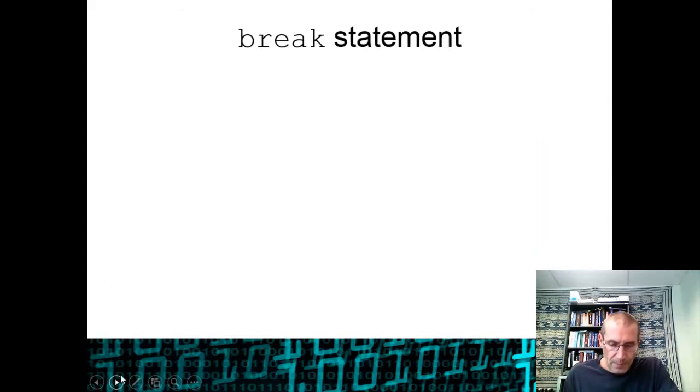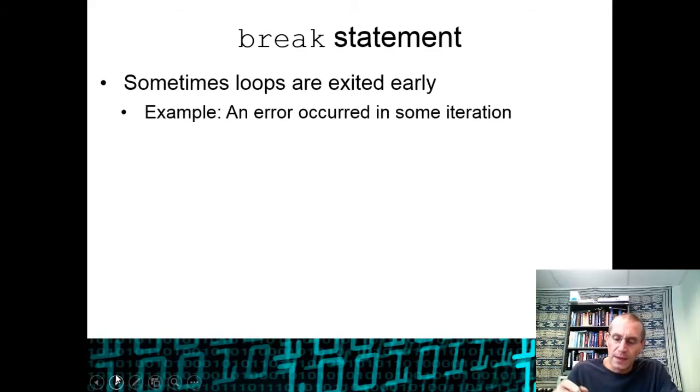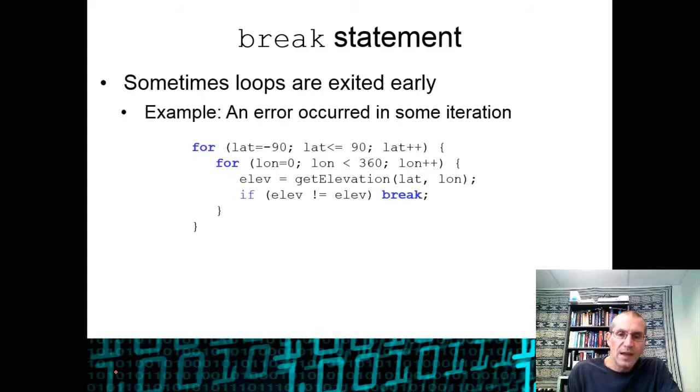All right, let's look at the break statement. This is a way to exit a loop early. And sometimes you want to leave a loop early. An example of this would be, say, an error occurred in some iteration, which means you've got to get that fixed, and there's no reason to go through all the other iterations of the loop because some error occurred.